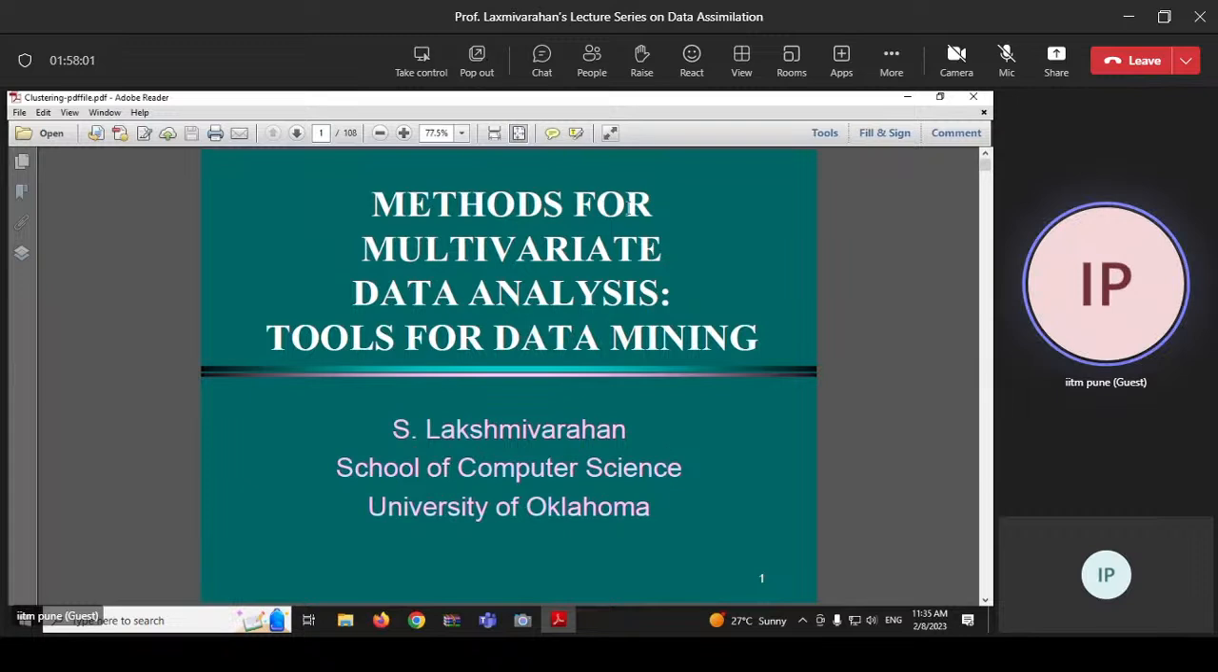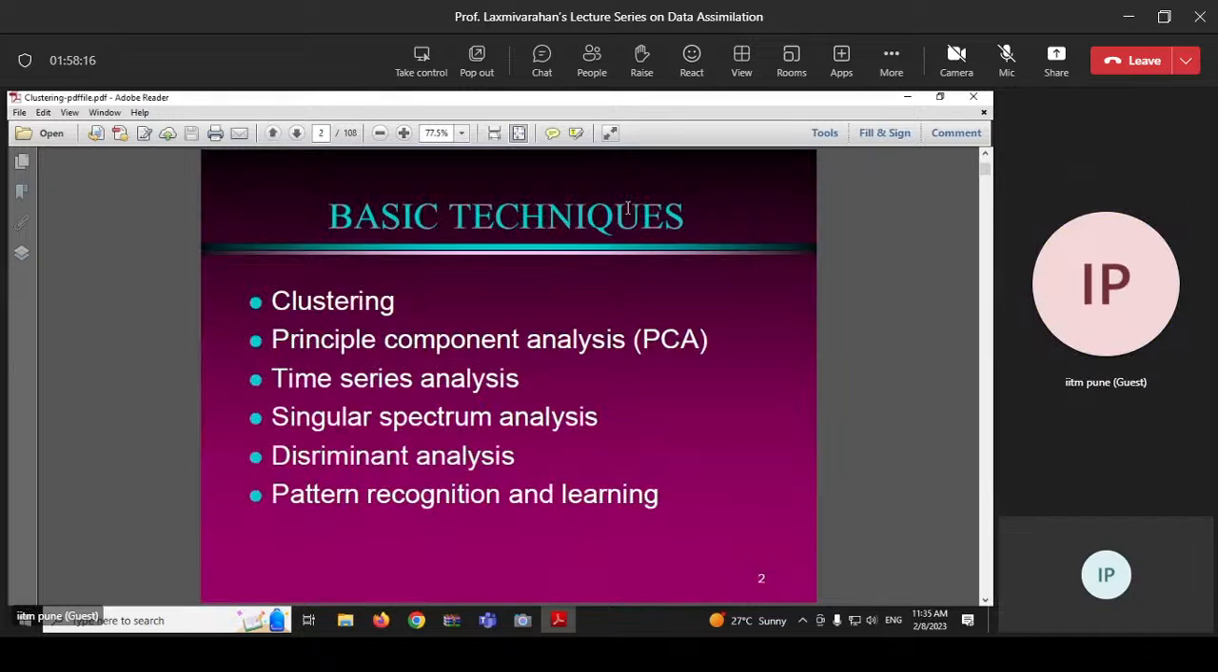But I'm supposed to cover new topics. So the topic I'm going to cover is called multivariate data analysis, tools for data mining. The topic I'm interested in is called clustering. So what are the basic tools here? Clustering, principal component analysis, time series analysis, spectrum analysis, discriminant analysis, pattern recognition and learning. These are the topics of great interest within AI.